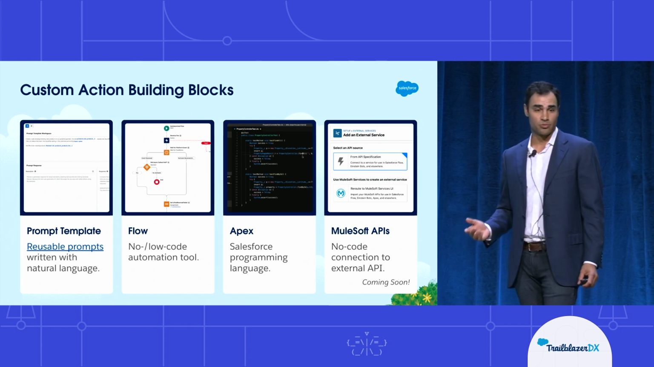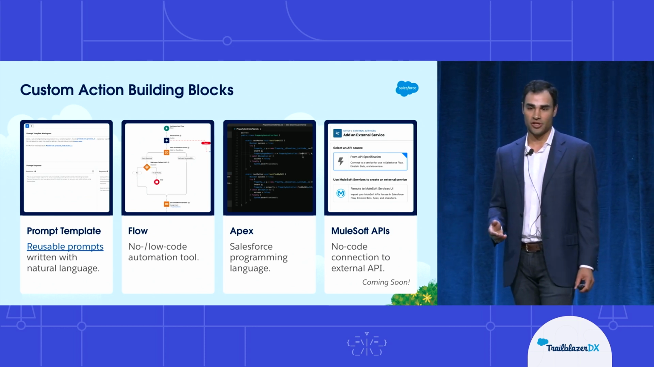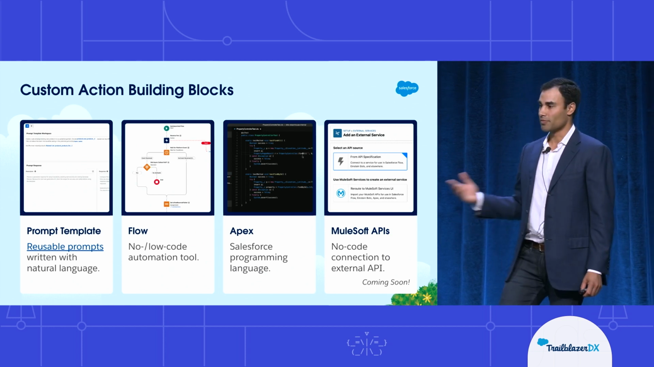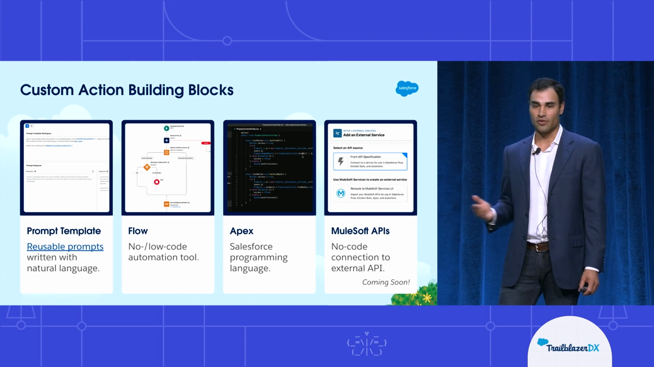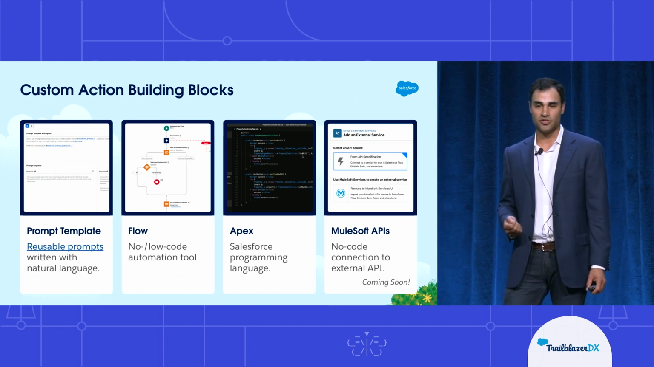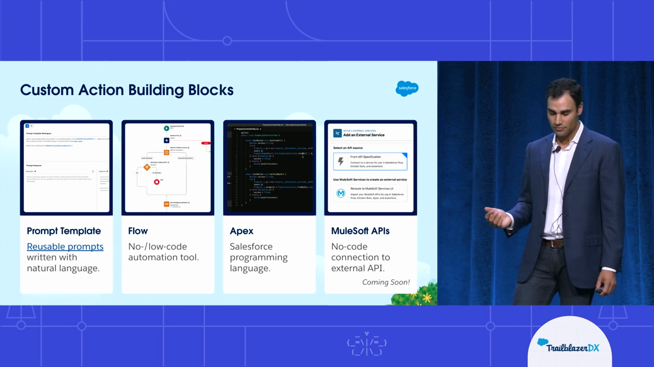The first is prompt templates. Prompt templates take the overhead out of prompt engineering. They let you use natural language instructions to inform the Copilot around what CRM data matters, what tone to use, and how to format and structure various outputs.